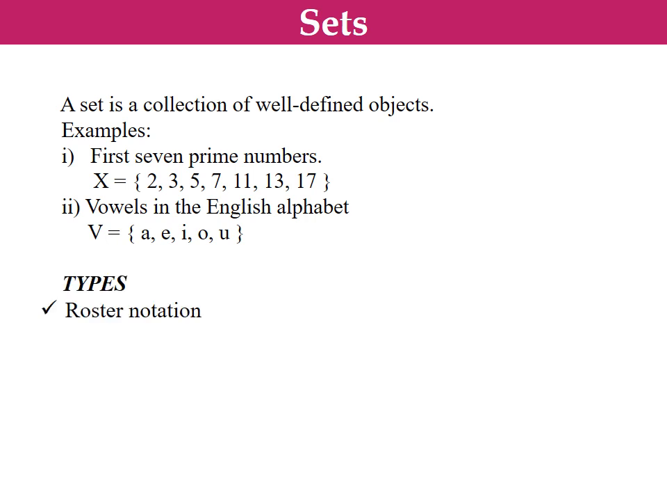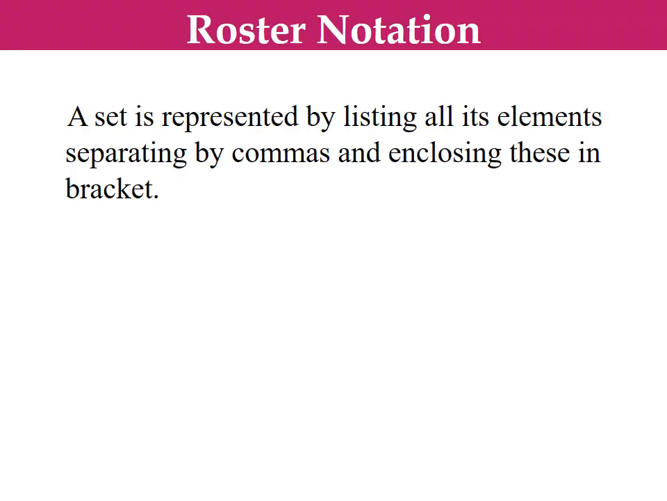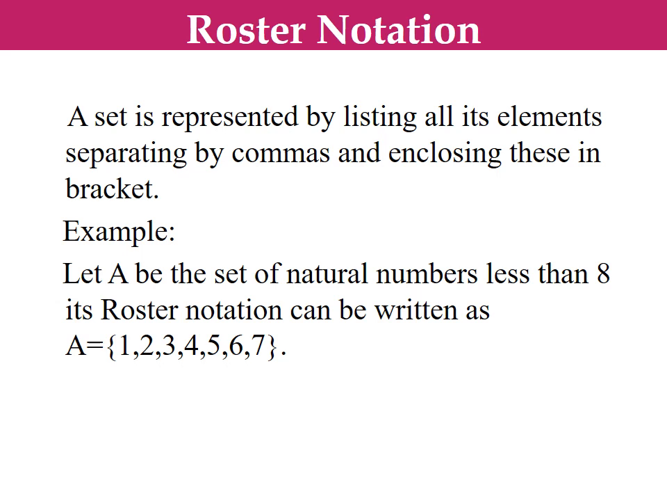Types of sets. Instead of types, we may use the word notations: the first one is roster notation, and the second one is set builder notation, right? First of all, what is roster notation? A set is represented by listing all its elements, separated by commas, and enclosing these in brackets. For example, let A be the set of natural numbers less than 8. So how to write this in roster format? A is equal to the set of all 1, 2, 3, 4, 5, 6, 7. It is very simple. You write the numbers separated by commas. This is roster notation.